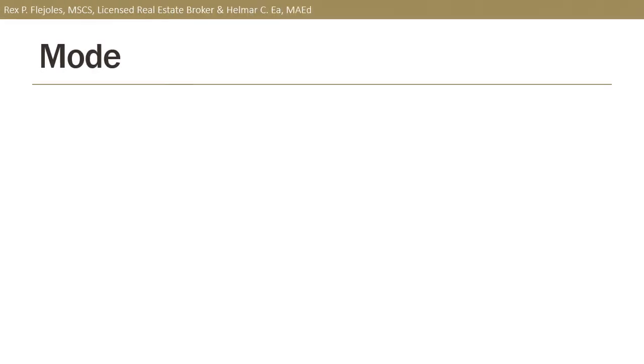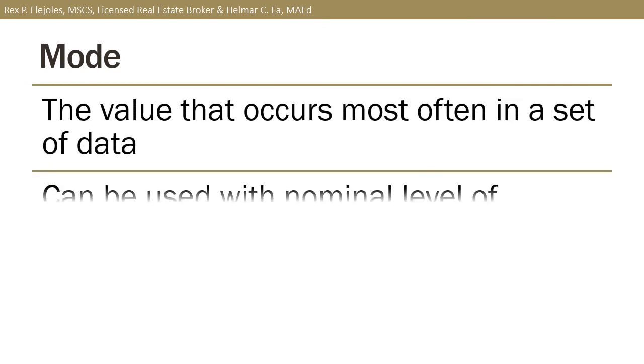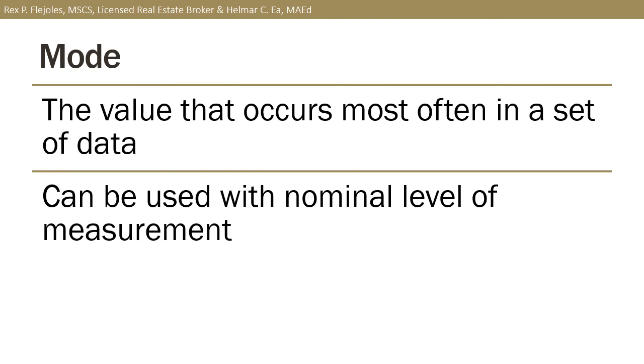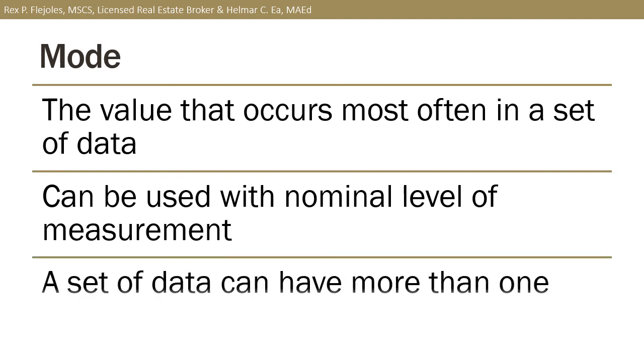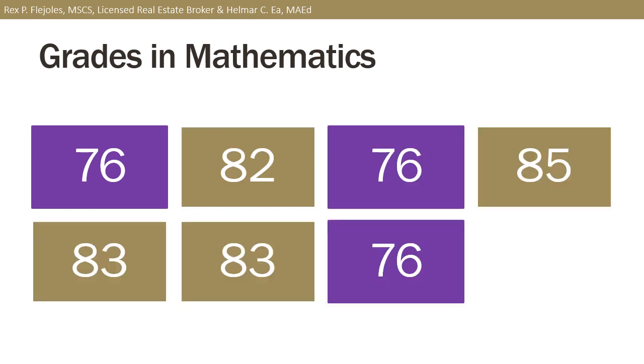Lastly, the mode. Mode refers to the value that occurs most often in a set of data. It can be used with a nominal level of measurement. A set of data can have more than one mode. In this dataset of grades in mathematics, the modal grade is 76. It appears 3 times, while the other grade values appear either once or twice only.